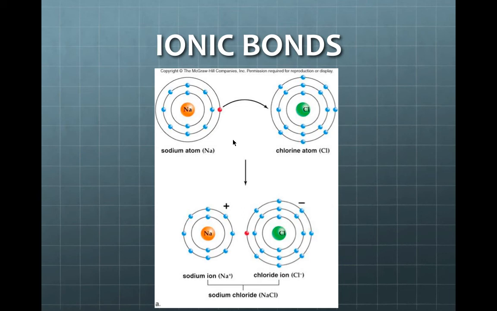An ion is a charged atom. A cation is an ion with a positive charge, like sodium. An anion is an ion with a negative charge, like chlorine. Therefore, an ionic bond is the attraction between an anion and cation. And whenever ionic compounds are formed, they are called salts.